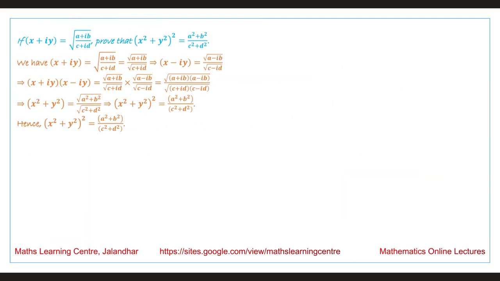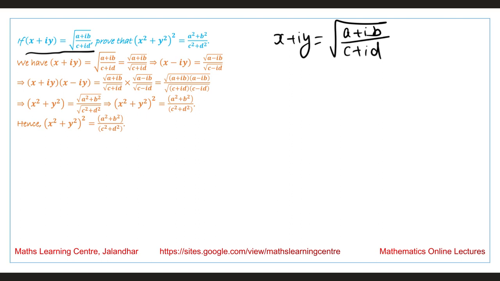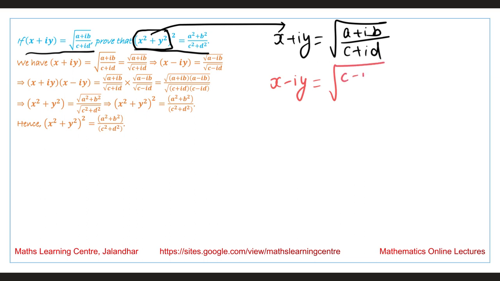Now in this next question, we are given that if this term is equal to x plus iota y is equal to square root of (a plus iota b) divided by (c plus iota d), we have to prove this result. Clearly we have x square plus y square over here, which means we are talking about the modulus of this number. So we write x minus iota y, the conjugate of this number, which will be the square root of (a minus iota b) over (c minus iota d).